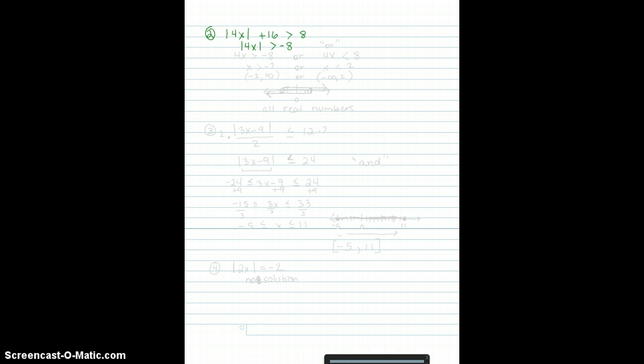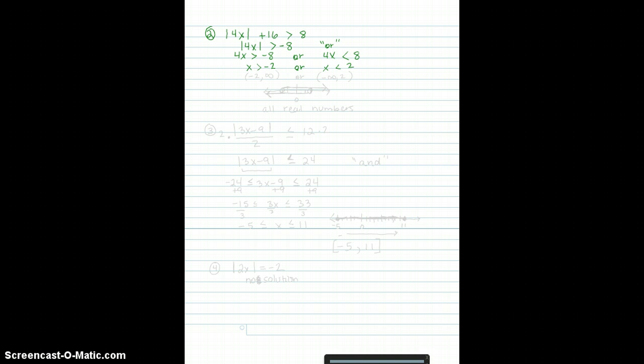Okay, so now we set it up as an or, as a disjunction, as an or inequality. So 4x is going to be greater than negative 8, or 4x is going to be less than, and we're going to change the sign, and it's going to be positive 8. And now I can solve. So I'm going to get x is greater than negative 2, or x is less than 2.